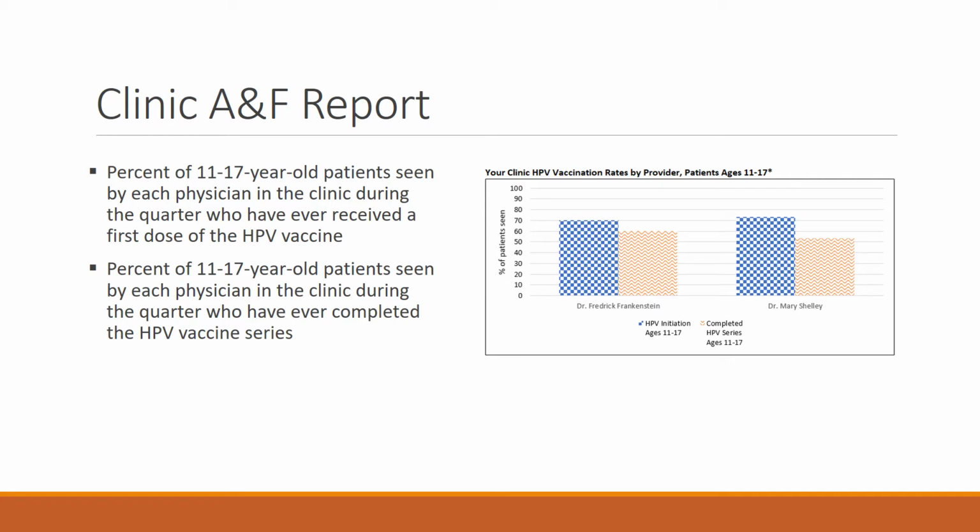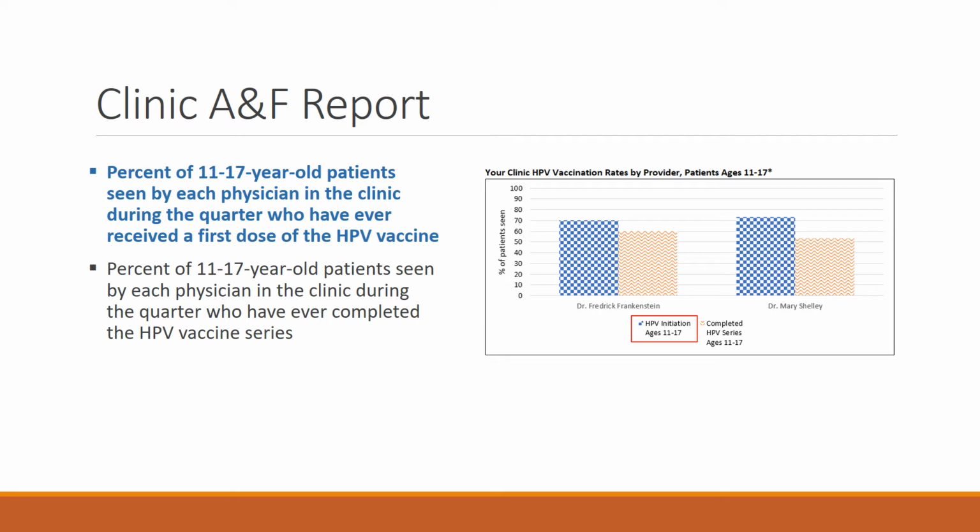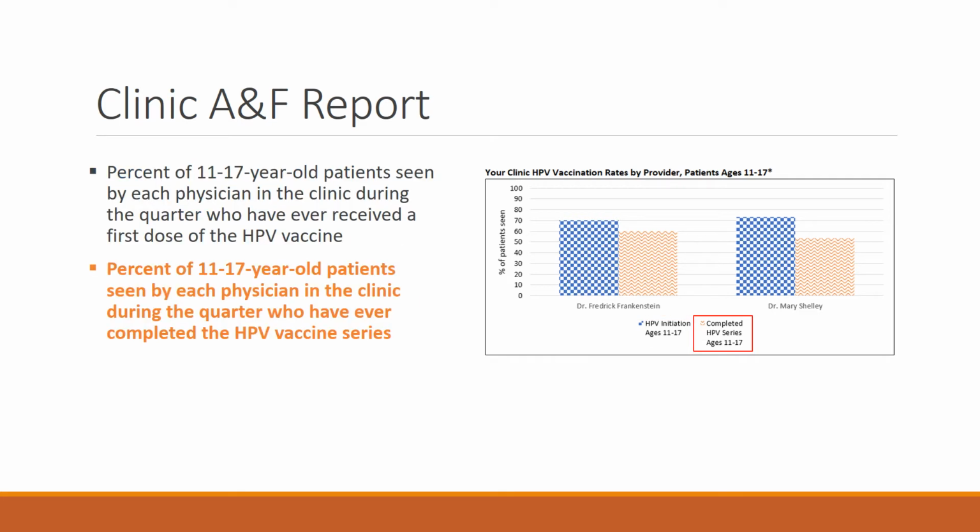This graph shows HPV vaccine initiation and completion rates among patients of each physician in your clinic. The blue bars represent the percent of 11 to 17-year-old patients seen by each physician in your clinic during the quarter who have ever received a first dose of the HPV vaccine. And the orange bars represent the percent of 11 to 17-year-old patients seen by each physician in your clinic during the quarter who have ever completed the HPV vaccine series.